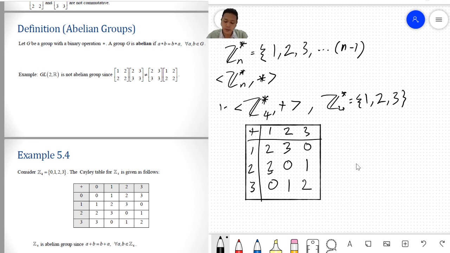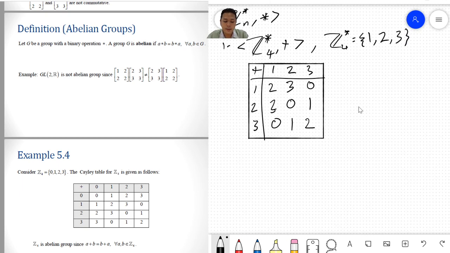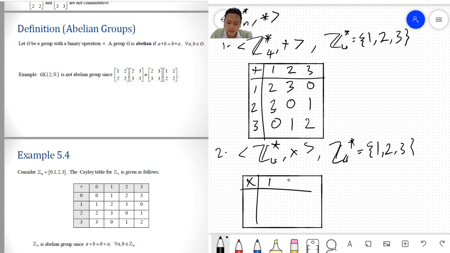Okay. We try to do it for the case of multiplication. Again, the same as before, for Z4 star with elements 1, 2, 3.